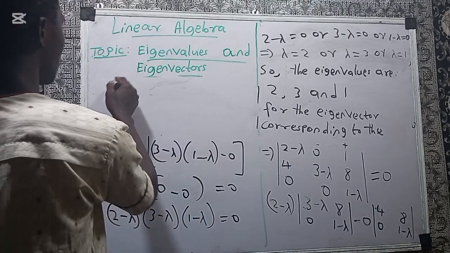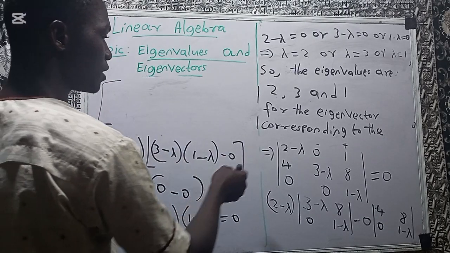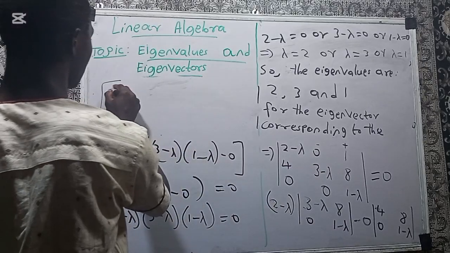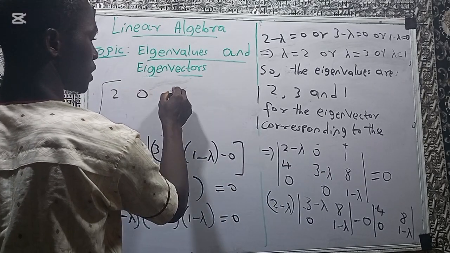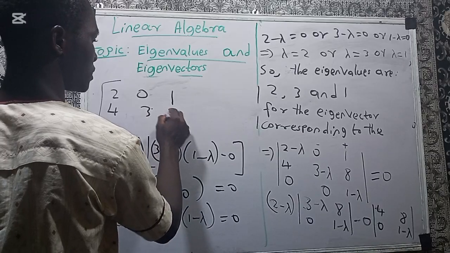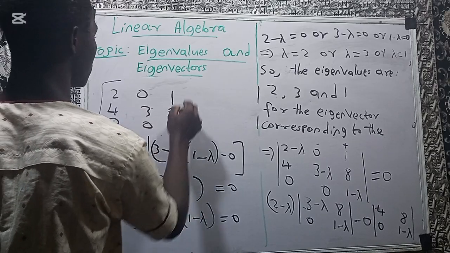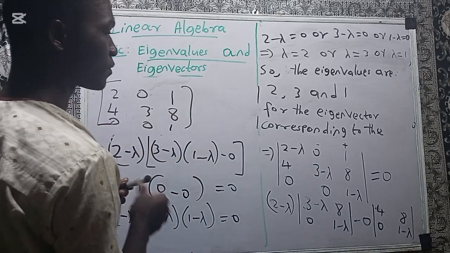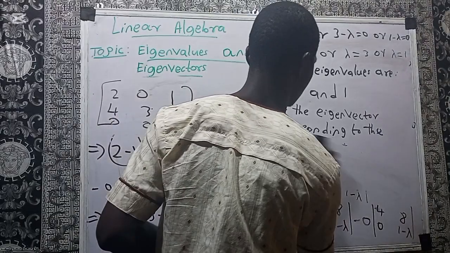We are going to use it. Let me write it here. I can still get it from here. 2, 0, 1, 4, 3, 8, 0, 0, 1. So this was our matrix A. So I can now clean this.